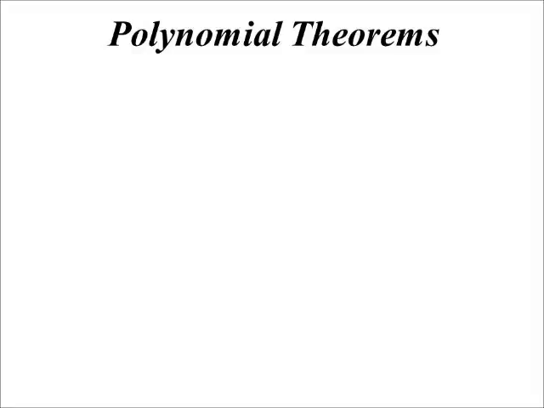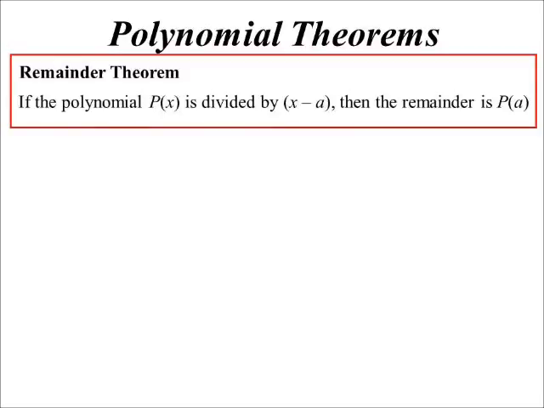Let's take a look at some polynomial theorems which basically save us time. I mean, polynomial division is fantastic, but depending on how big the polynomial is, it can take a lot of time. So the first thing is the remainder theorem, because sometimes all we're interested in is what's the remainder. So how can we find that remainder without actually having to go through the whole division?